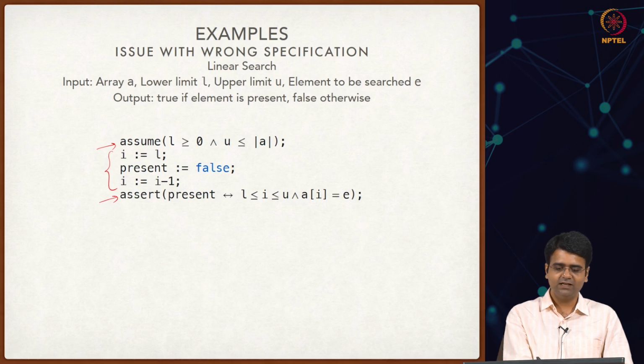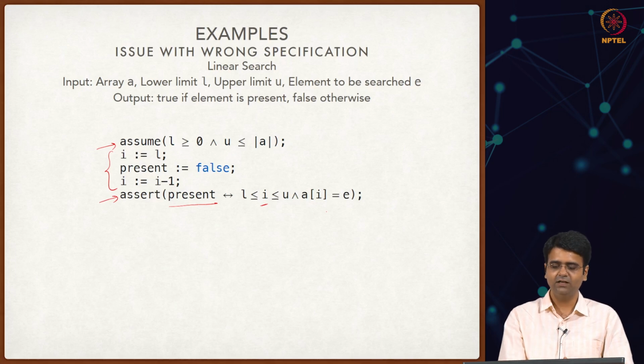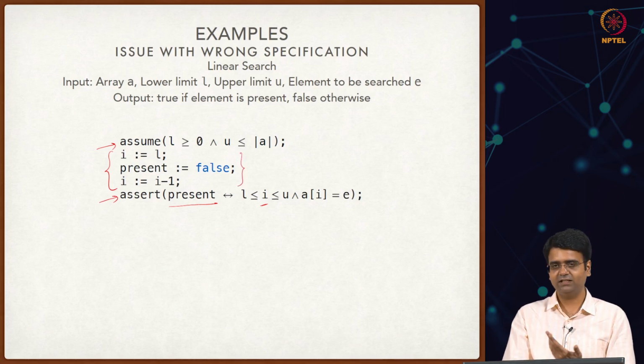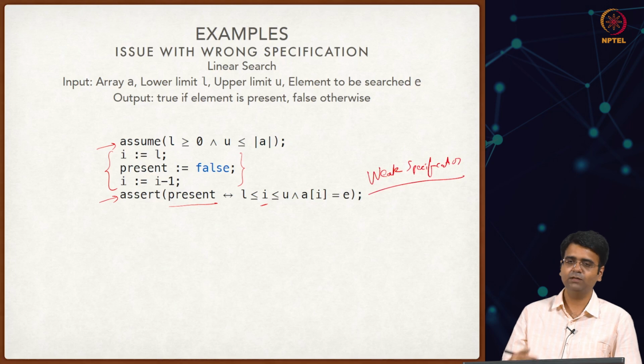In fact it satisfies it because present is always false, and the value of I is not between L and U. Since we are assigning I equal to I minus 1, I is actually L minus 1. So this program also satisfies the specification, but it is not even traversing, it's not even looking at the array. That's why this specification is very weak. It's what we call a weak specification, so it is allowing buggy programs to go through.